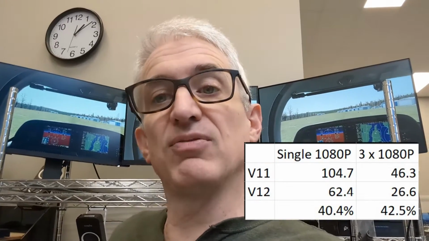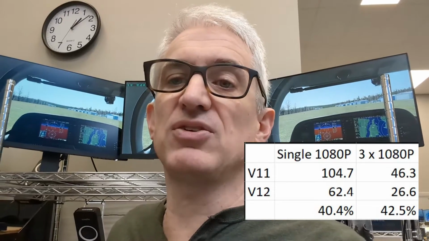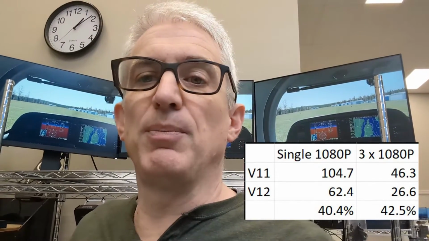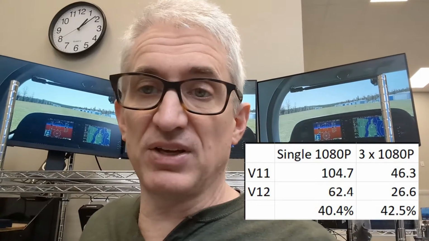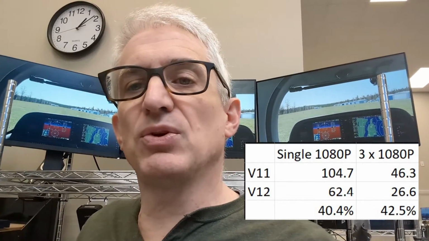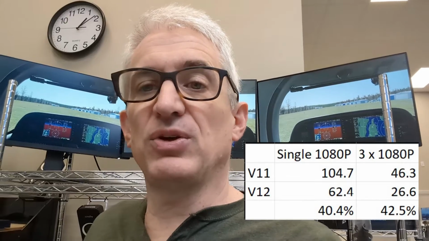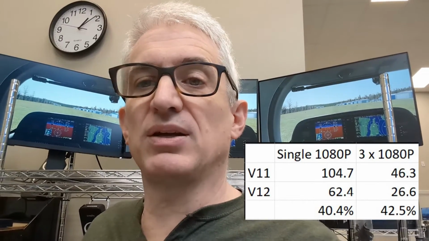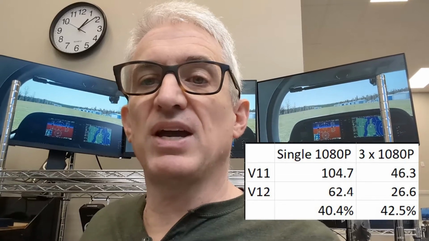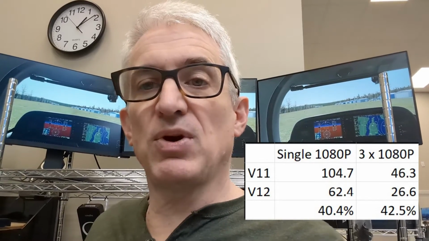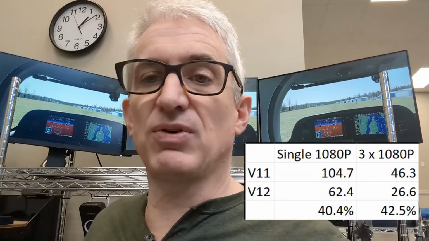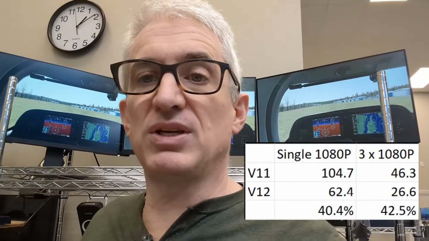And I tested them on version 11 and version 12. And what I found was you get about 60% of the frame rate that you had in version 11 if you run the same frame rate test in version 12. And I'm using the X-Plane built-in frame rate test, so it's as scientific as it can be. So in other words, if you're getting, let's say, with a single 1080p display, 100 frames per second on X-Plane 11, and you move to X-Plane 12, you should, with the same graphics settings, expect about 60 frames per second, or about a 40% decrease.